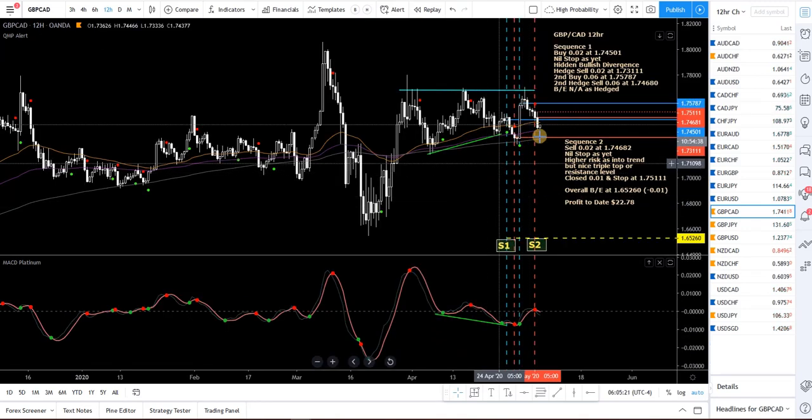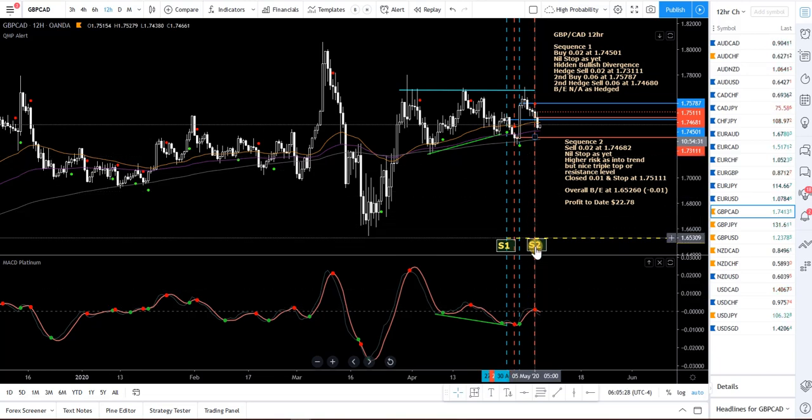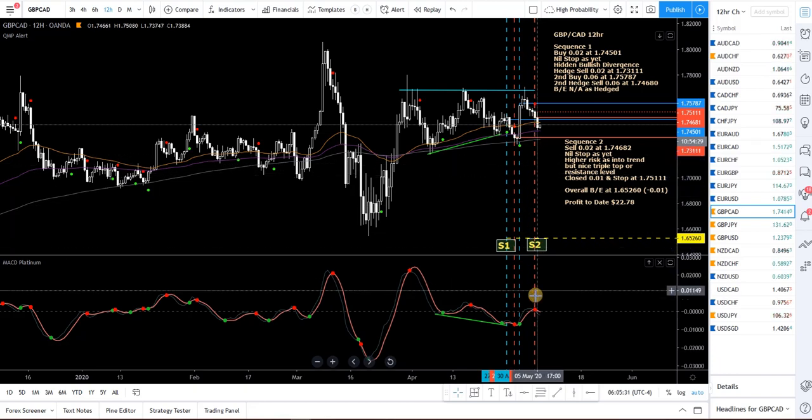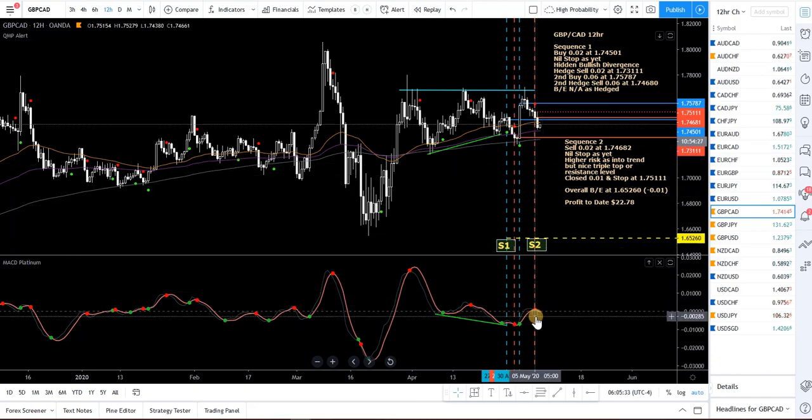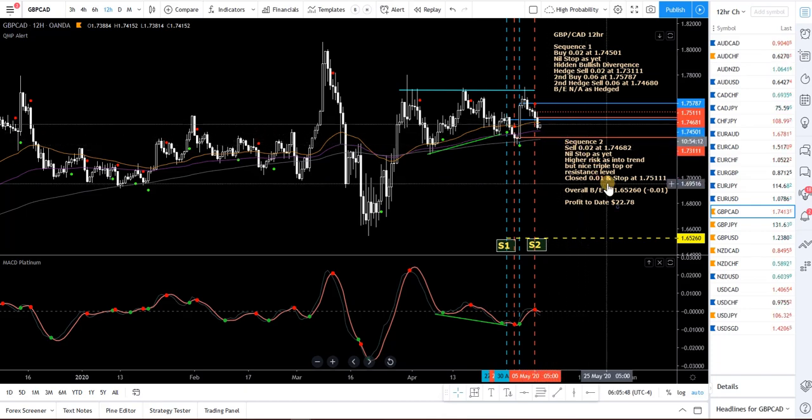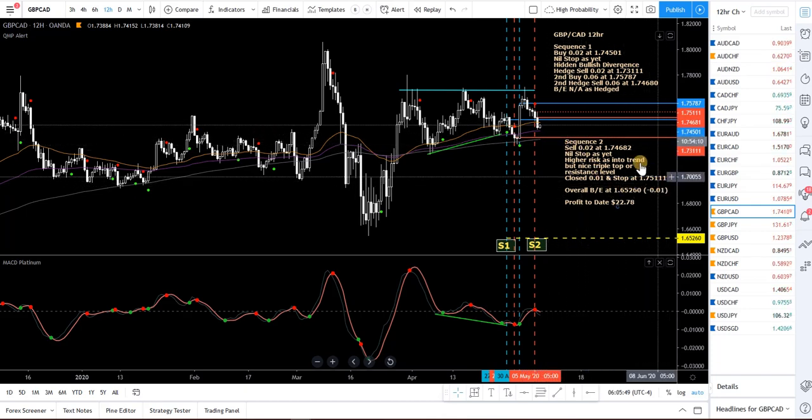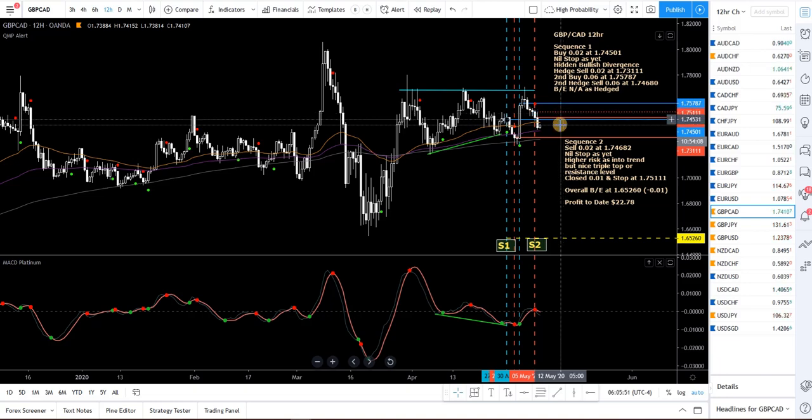All right, let's have a look here. It's in a sell here, sequence 2. And I didn't have much wiggle room with the MACD Platinum. It was above the zero level when I took the sell. Very next candle, nice big drop. It hit the zero level, so I just closed half of that sell on sequence 2. And that gave me a profit, $8.43, put a stop in place.